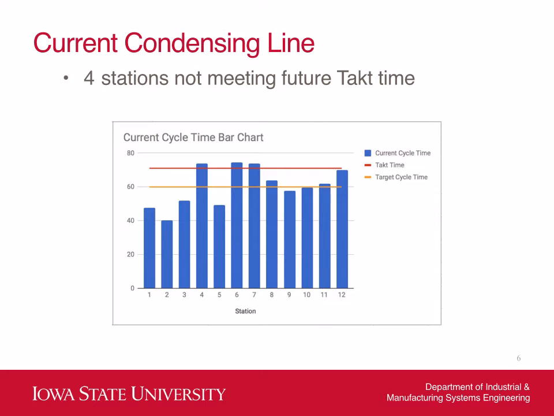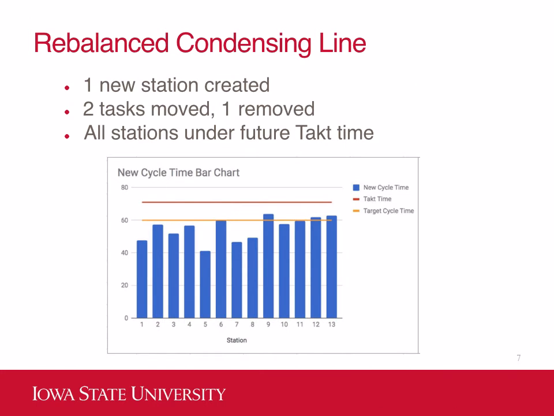From our observed time studies, we identified 4 stations on the line that are not meeting the takt time required to meet future demand. From this information, we suggested a rebalancing of the line. Our recommendations included creating 1 new station, moving 2 different tasks from their current station to a different station, and removing 1 task altogether. With these recommendations, all stations meet the future takt time.